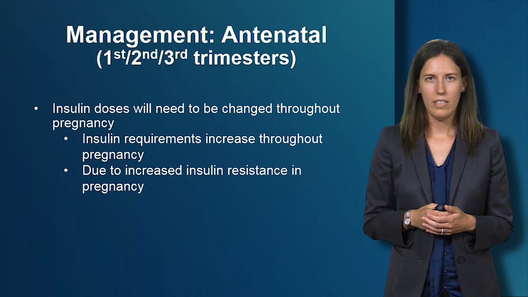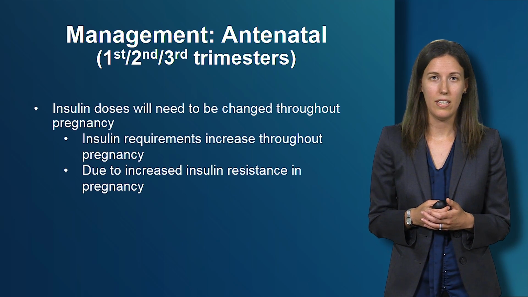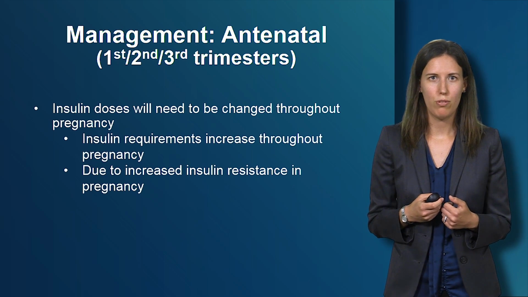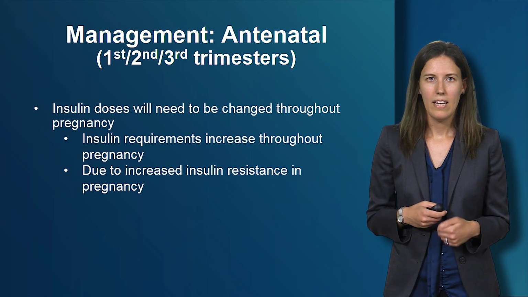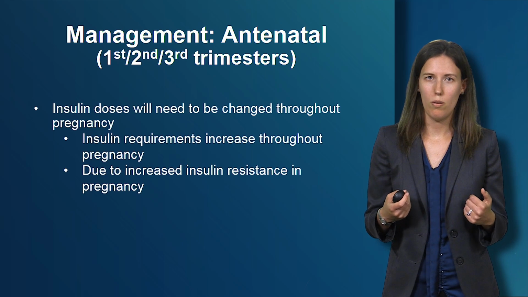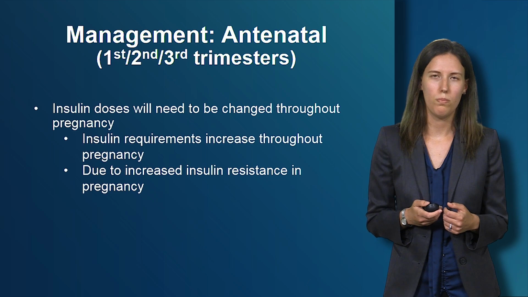Now, when insulin is started in pregnancy, we know that the insulin doses will need to be changed throughout the pregnancy. Insulin requirements increase throughout pregnancy, and this is due to the increased insulin resistance with pregnancy. The insulin resistance with pregnancy is complex, but is felt to be due to different factors that are produced by the placenta.